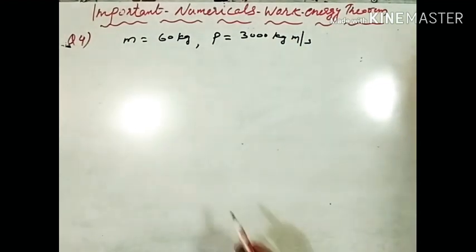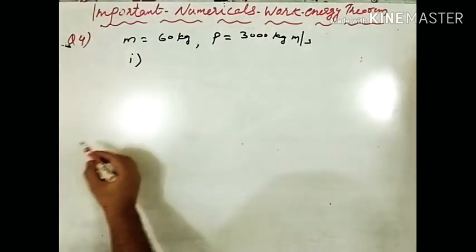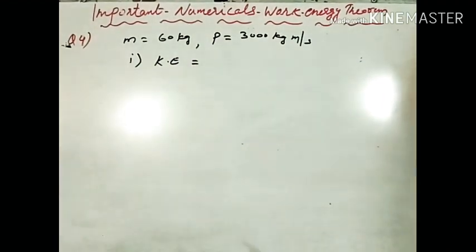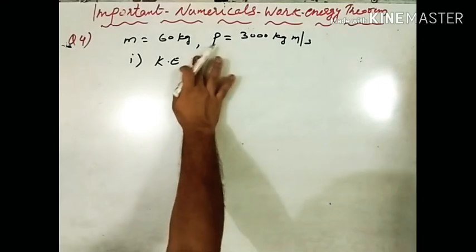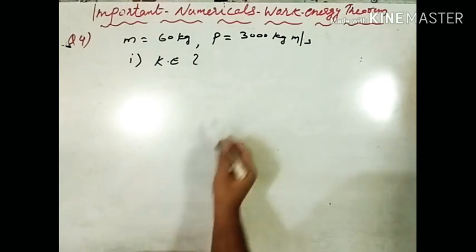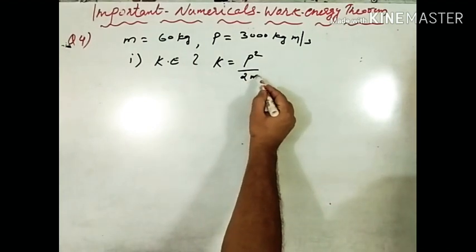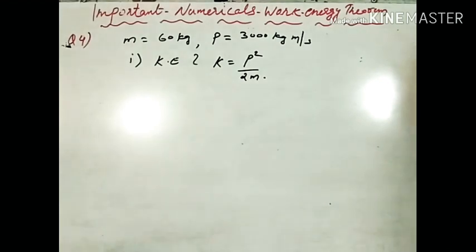First we have to calculate the kinetic energy of the body. So we know the relation between kinetic energy and momentum. Kinetic energy, how much? First part. We know that K is equal to P square by 2m. You should be master over the formula.